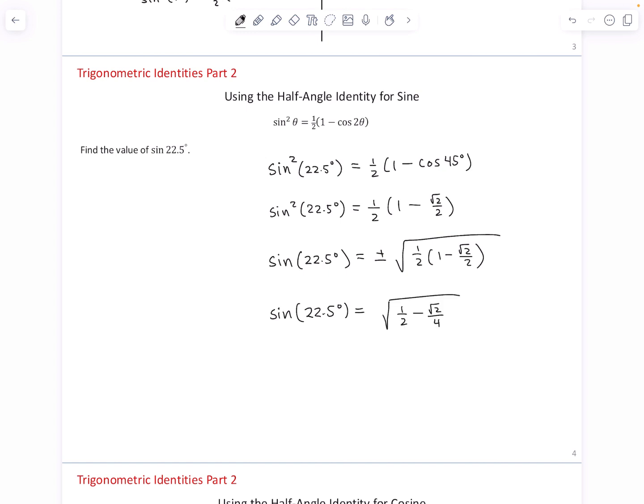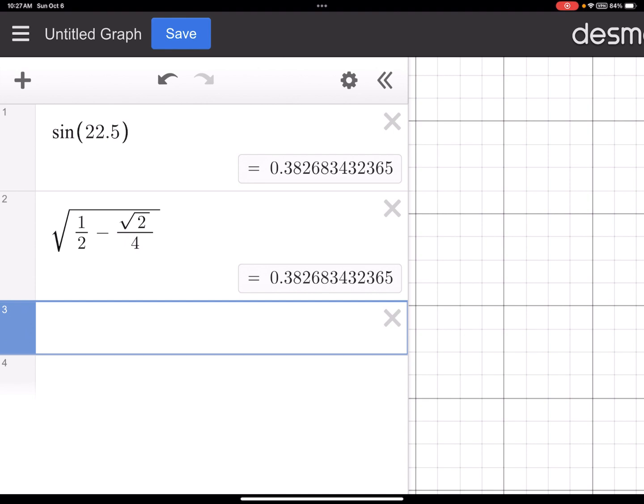Let's confirm this one with technology. When you do this, make sure that you are in degree mode, and you can see that we have confirmation that the answer we got is in fact equal to the sine of 22.5 degrees.